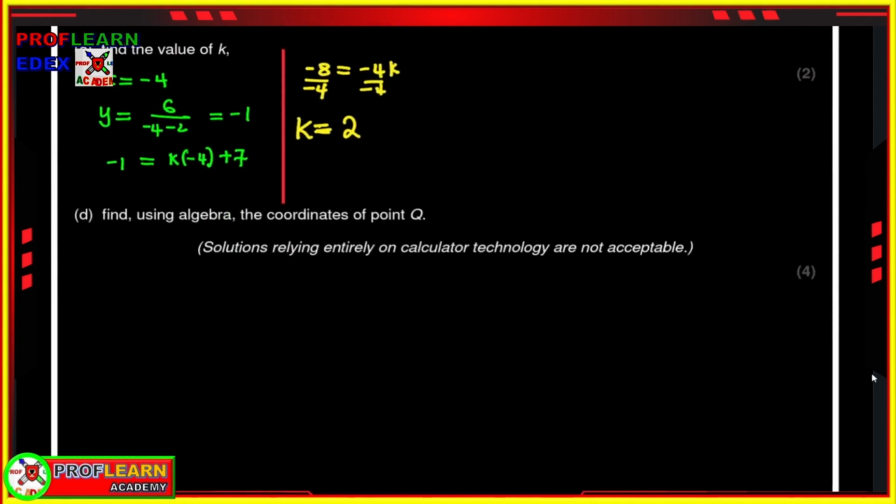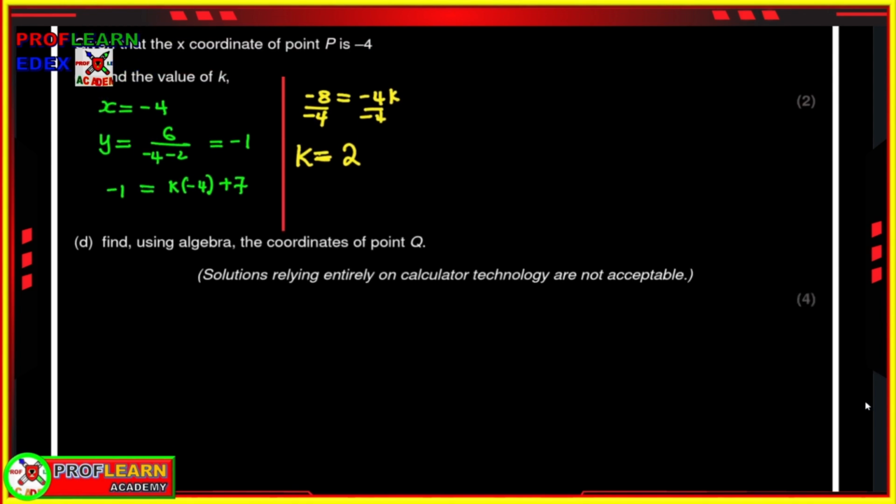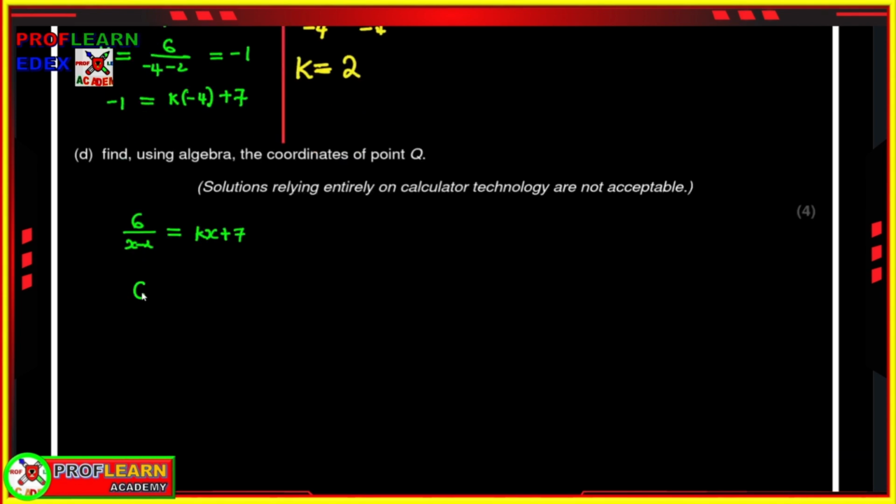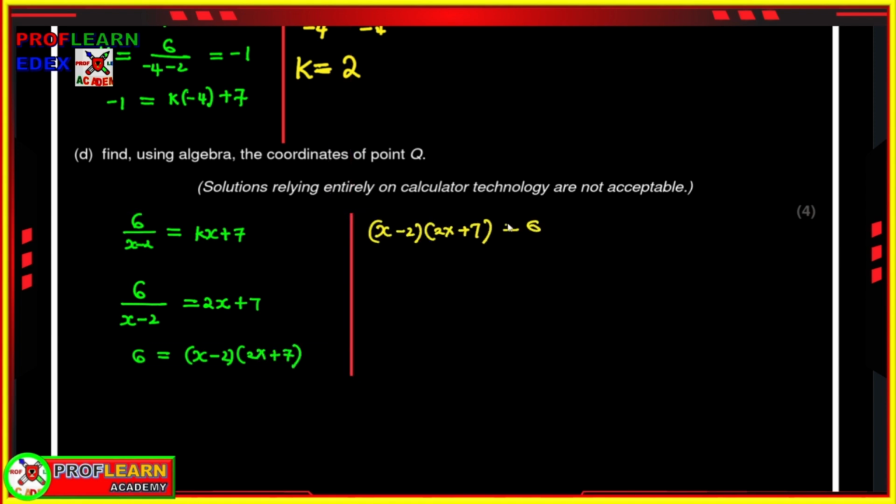So find using algebra the coordinate of Q. So already we have the value of k. We have the value of x for P, which is -4. So we need Q. And we also have the equation, meaning that we are going to equate the two equations like this. And then we shall say 6 over x minus 2 is equal to kx plus 7. But do we know the value of k? Yes, it's 2. Then plus 7. Then multiply both sides by x minus 2 so that we can expand this equation. If you expand, you are going to form a quadratic equation which we are going to solve.